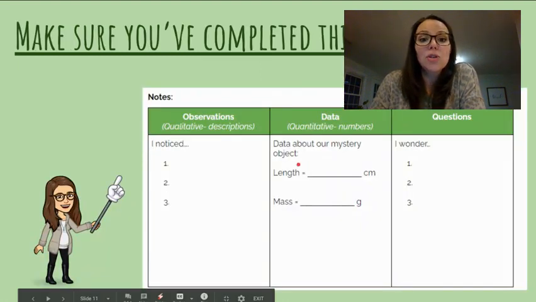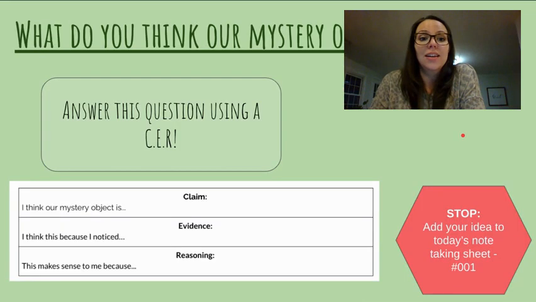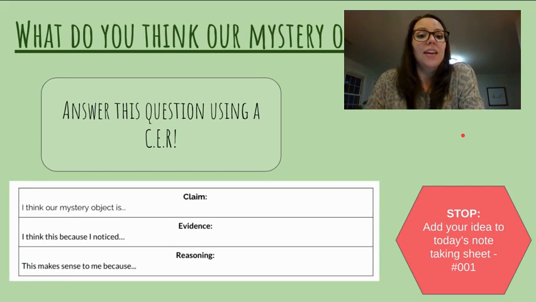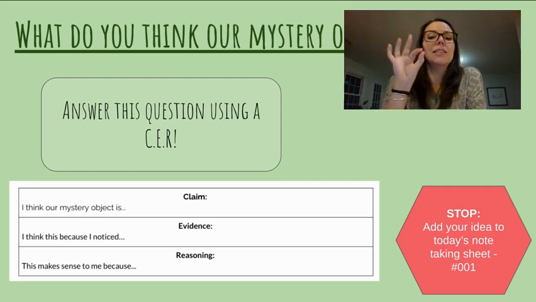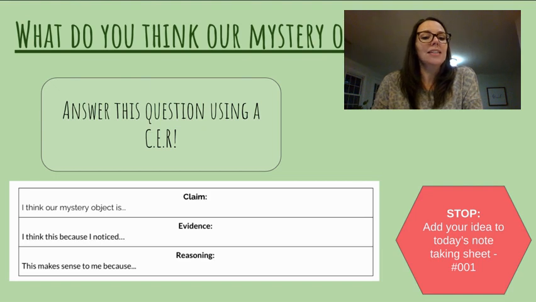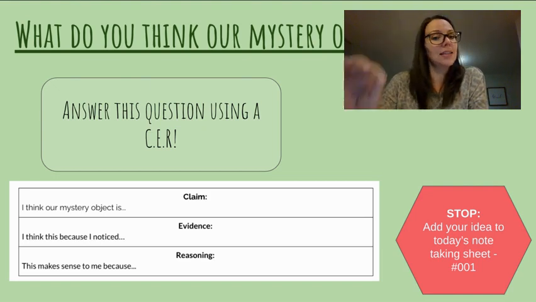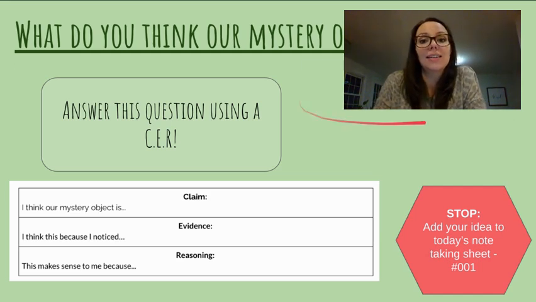All right, at this point in time, you should have all 3 columns of the data table complete: observations, data, and questions. So now you're ready to make a CER. You're going to answer the question, what do you think this mystery object is? So it's kind of a prediction. So your claim is going to be, I think this mystery object is, tell me what you think it is, and then add in some evidence. I think this because, tell me something you noticed that makes you think that, and then explain to me your reasoning. What led you to that claim? How does that evidence and claim connect?